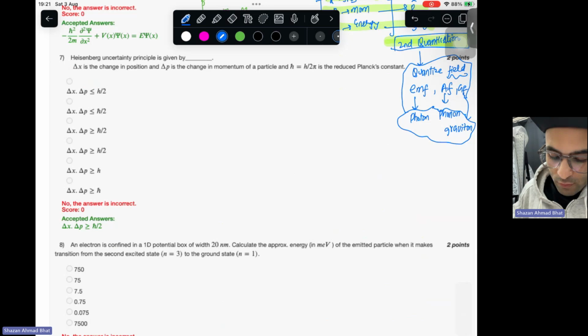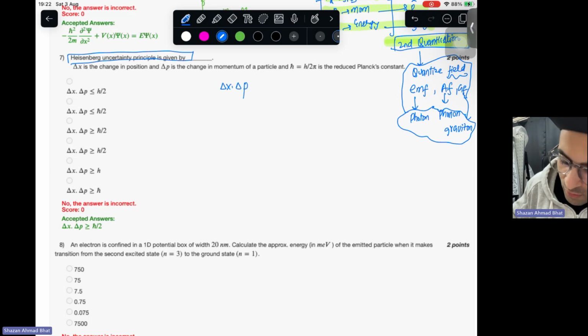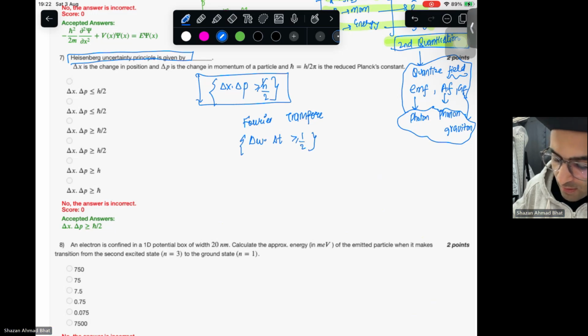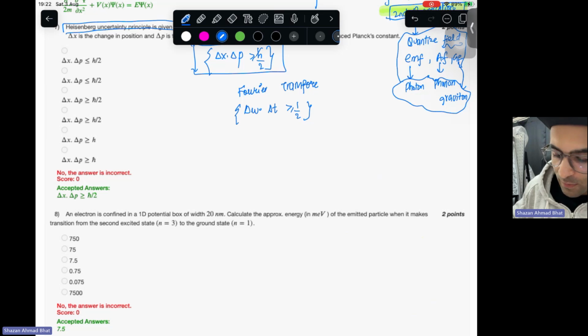Now, for question number 7, again, you are asked to choose Heisenberg's uncertainty principle, which you all know: the uncertainty in position and momentum should be greater than or equal to the reduced Planck's constant divided by 2. And you can simply understand this by Fourier transform even. If you know the Fourier transform, there is an uncertainty between the frequency and the time which is greater than 1 by 2. And how can you understand this particular thing?